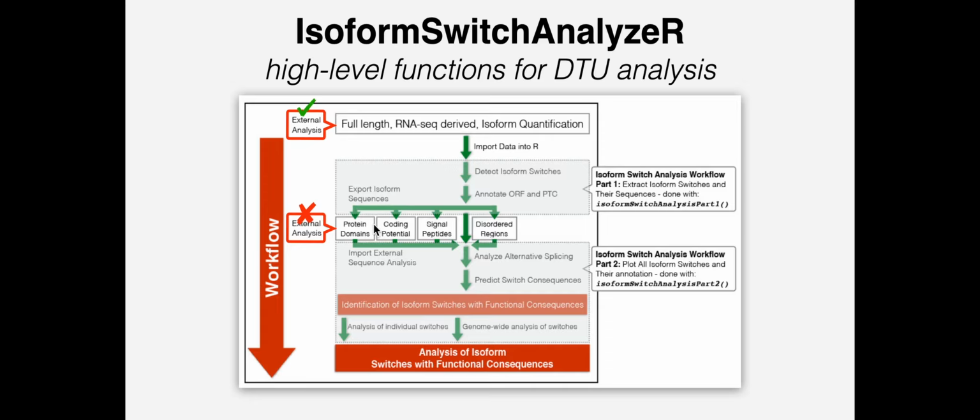Once you have these external analyses carried out, you can then use a second part of the workflow to pull these analyses in. It's not required. You don't have to do this step, but it is useful. And it will pull these analyses in, and that's called isoform switch analysis part 2. And that's where you analyze alternative splicing. You predict the functional consequences of those switching events.